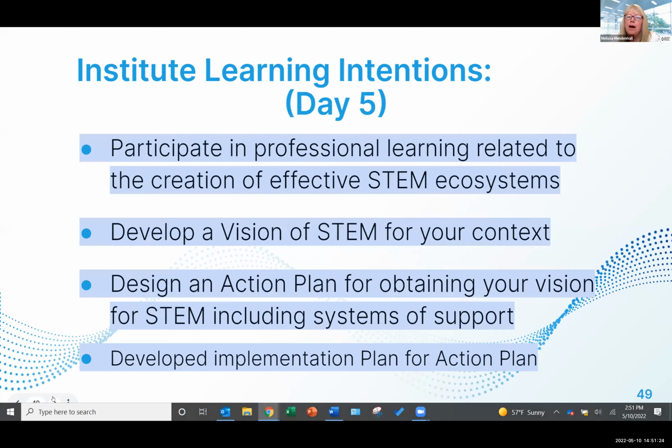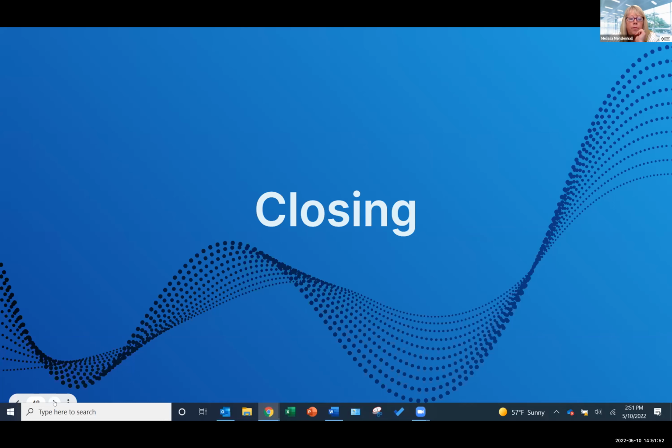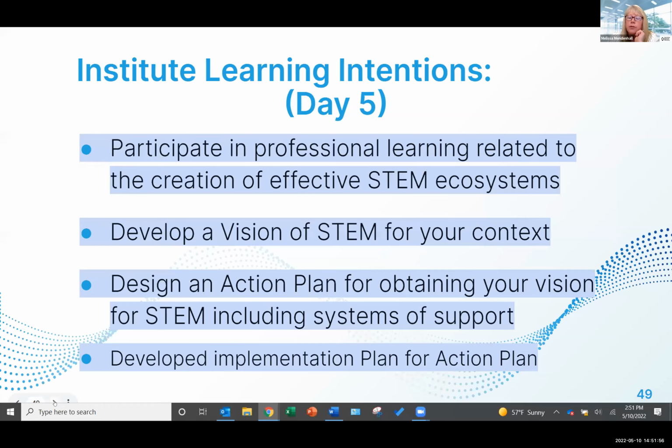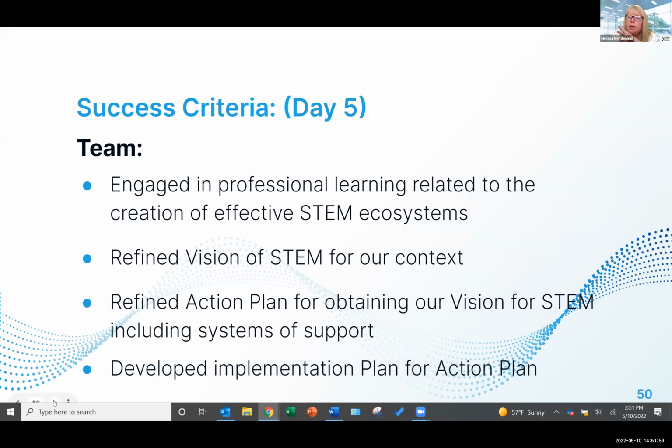So just kind of in closing, our learning intentions for the STEM Institute have been to participate in professional learning related to the creation of effective ecosystems, to develop a STEM vision for your context, an action plan for obtaining your vision, and we added another one today to develop an implementation plan to help you with your action plan. So hopefully you've seen that you've met the success criteria today of engaging, refining your vision, refining your action plan, and developing your implementation plan. Please make sure to upload these, submit the documents so that we can go in and finalize out the Canvas course for this year.